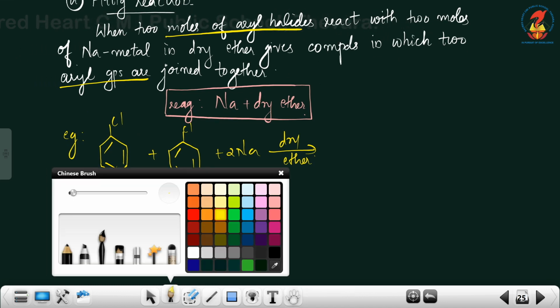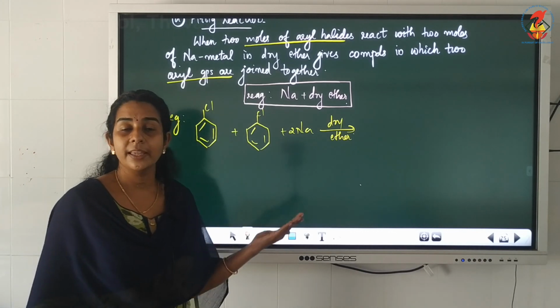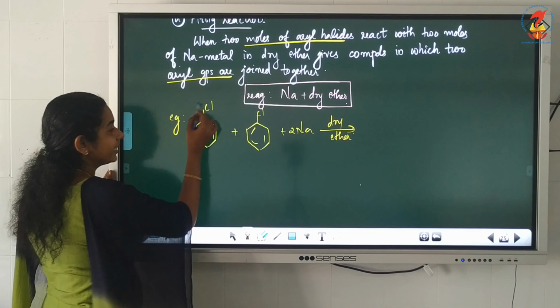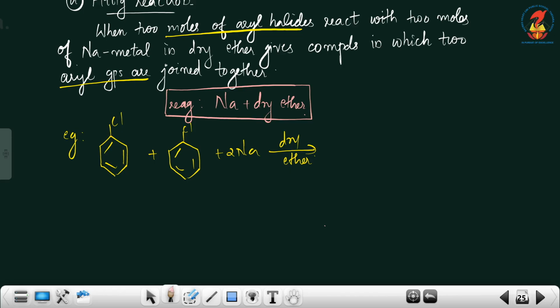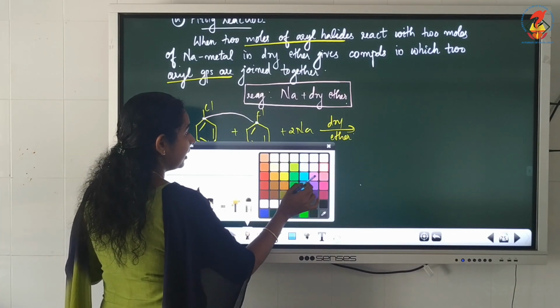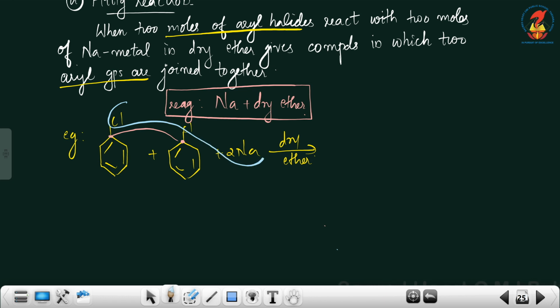The tip is the same as that of Wurtz reaction. The product we can write the same way as in Wurtz reaction. So here also mark the X attached carbon. This is the X attached carbon and this is the X attached carbon here. Connect these 2 carbon atoms using a single bond after removing the halogen. And how are we removing the halogen here? As 2NaCl. So 2NaCl will be removed.